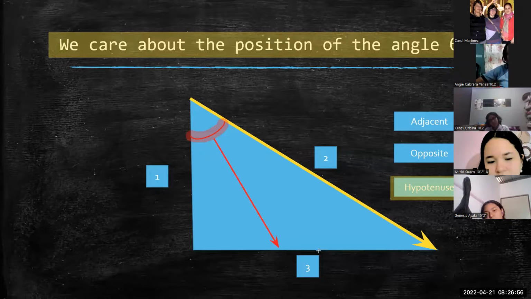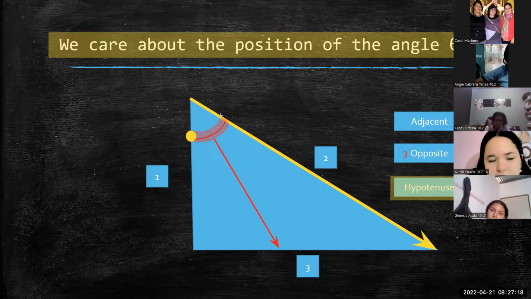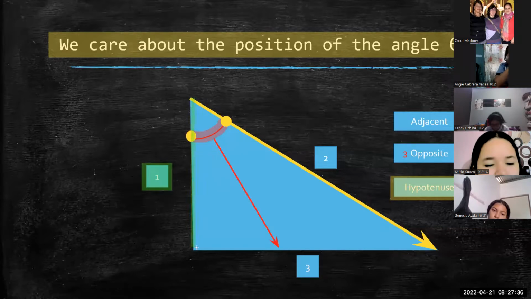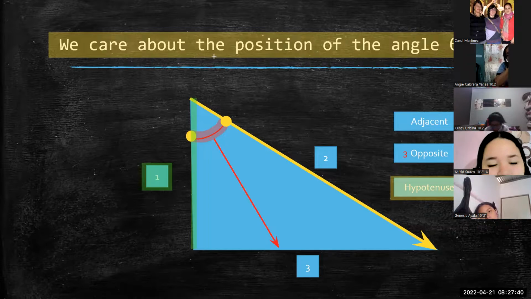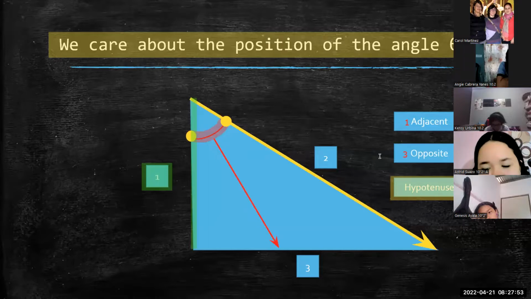So this side, the side 3, is going to be known as the opposite side, opposite to the angle, okay? And the other side, the side that is touching the angle. I have two sides that are touching my angle. One side is the hypotenuse. The leg that is touching the angle is the number 1. So this leg right here that is touching the angle is going to be my adjacent side. So the hypotenuse is the one that is in front of the right angle.